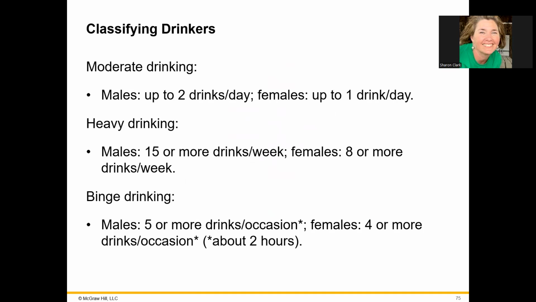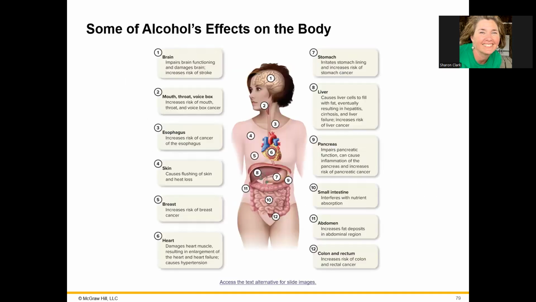Okay, your textbook goes into different types of alcohol disorders and what quantifies a person with an alcohol use disorder. So you can definitely take a look at that.